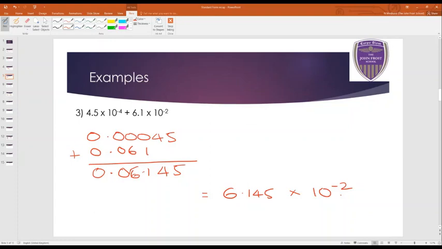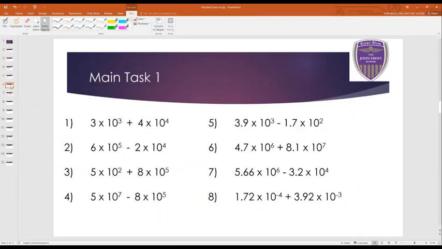Okay, so that's only adding and subtracting there. All right, we'll look at multiplying in a separate little task in a minute. So make sure you've got those 3 examples written down, okay? So refer back to them if you get stuck, and I'm now going to show you the main task. Okay, so press pause then, please. Have a go at this main task, and then press play when you're ready to look at the answers.